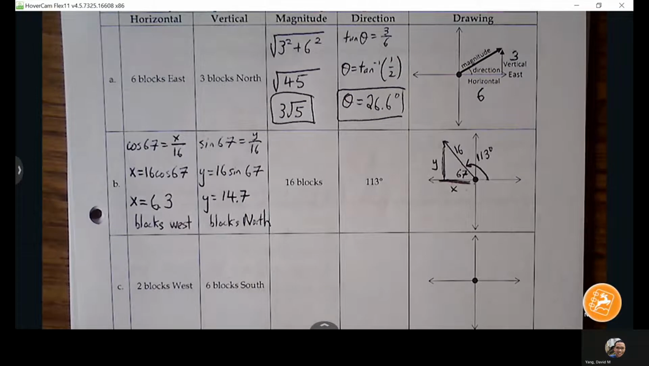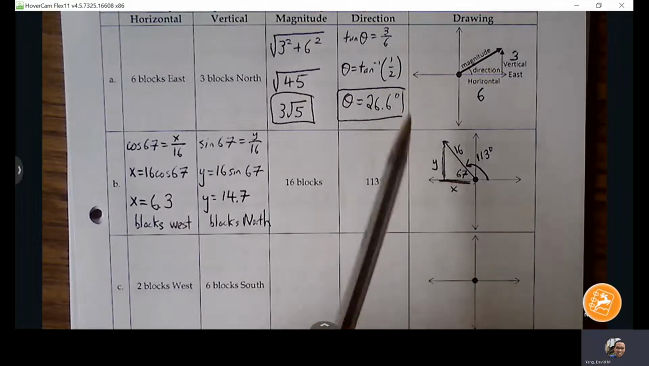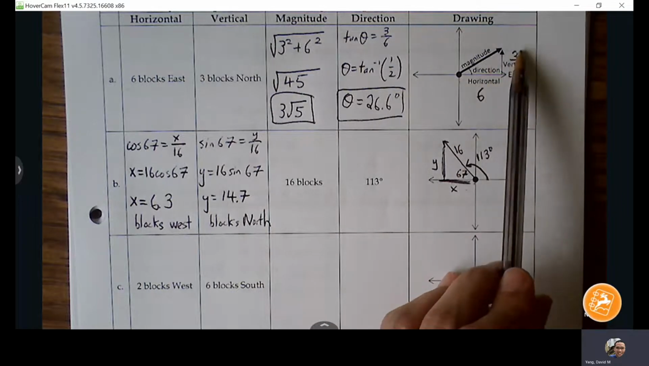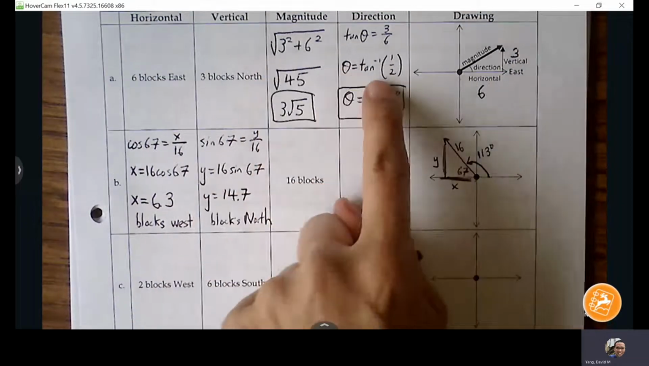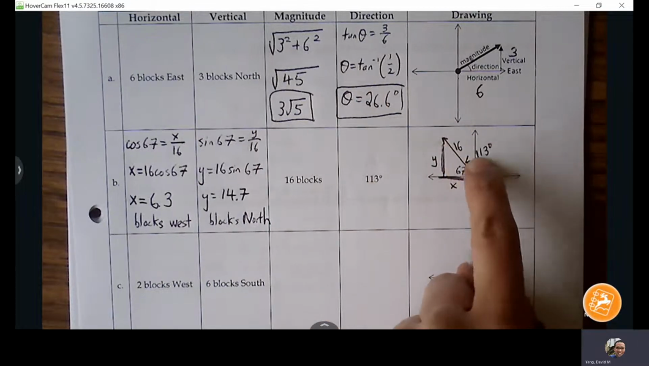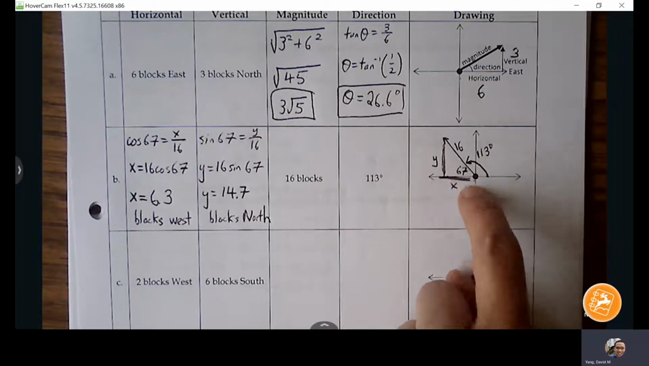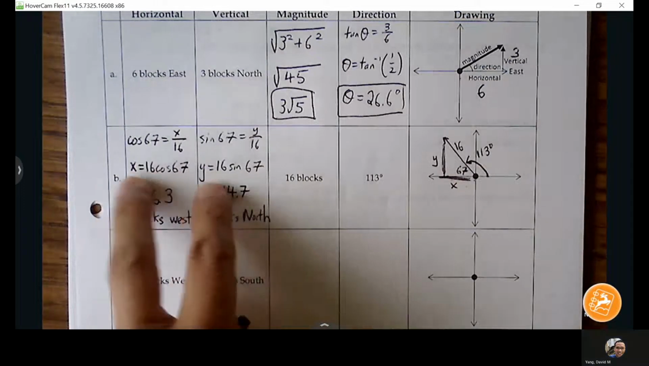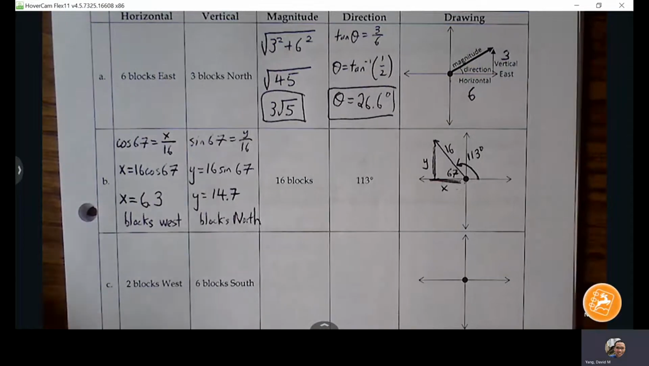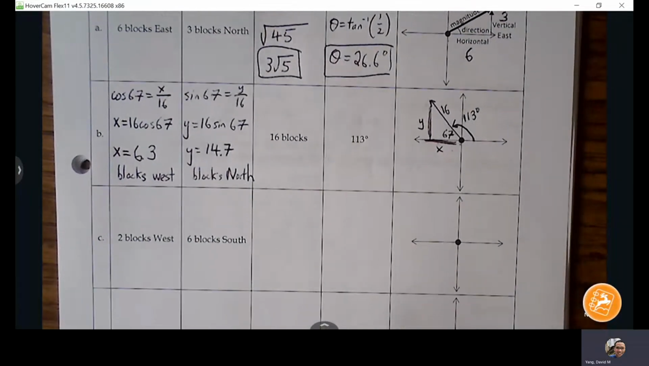Okay, so here we're just seeing the variations. If I gave you the x and y value, you would use Pythagorean theorem and inverse tangent. If you're given the hypotenuse and the angle measure, then you'll use sine and cosine to get back to your x and y. Okay, so let's do 2 more of those variations for part C and D.